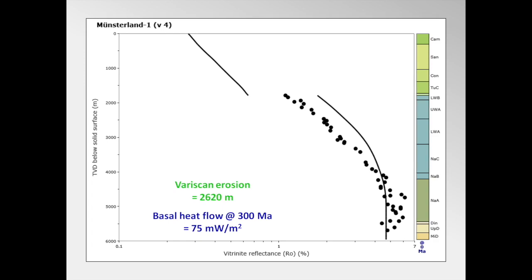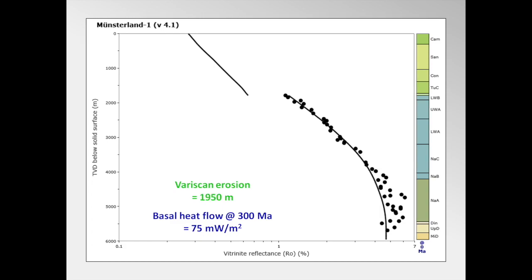However, we see now that the calculated Ro values are much higher than the measured ones in the Upper Carboniferous section. It is thus clear that in order to fit both the slope of the measured Ro trend and the actual measured values, we will have to reduce the amount of Variscan erosion in our model. Doing so will reduce the gap in calculated reflectance across the Variscan unconformity.